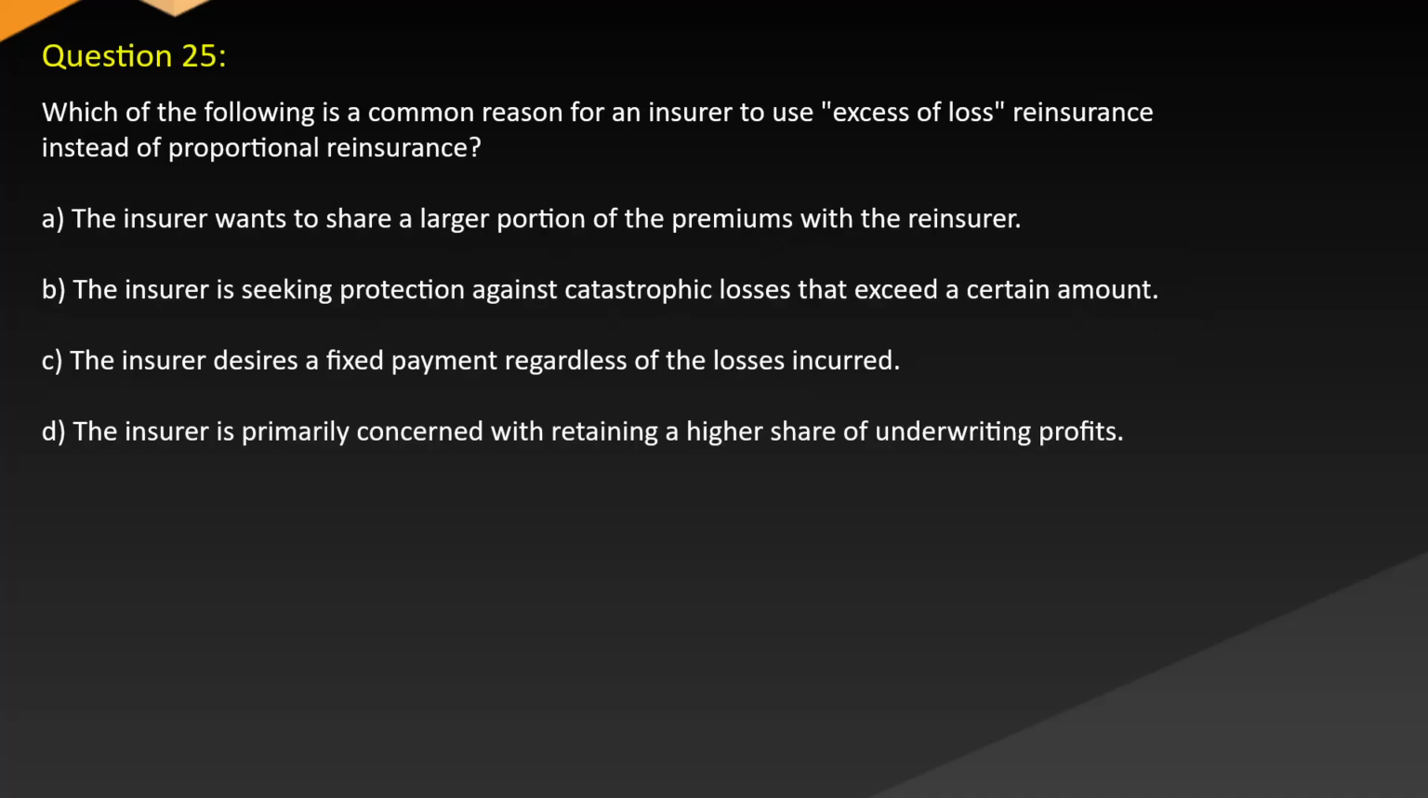Question 25. Which of the following is a common reason for an insurer to use excess of loss reinsurance instead of proportional reinsurance? A. The insurer wants to share a larger portion of the premiums with the reinsurer. B. The insurer is seeking protection against catastrophic losses that exceed a certain amount. C. The insurer desires a fixed payment regardless of the losses incurred. D. The insurer is primarily concerned with retaining a higher share of underwriting profits.